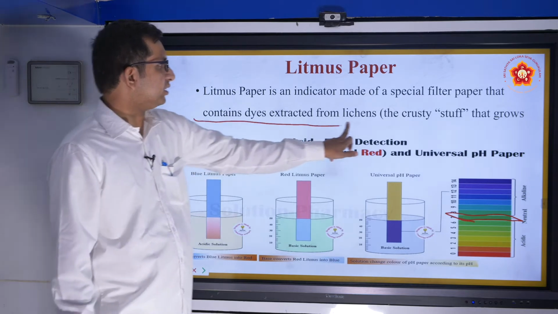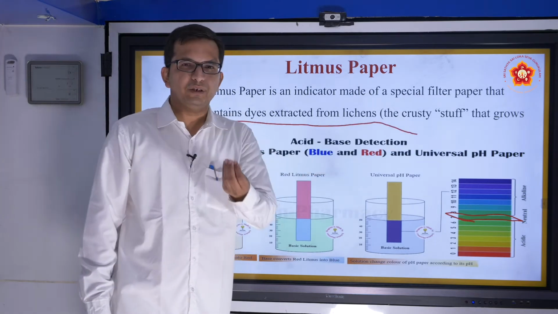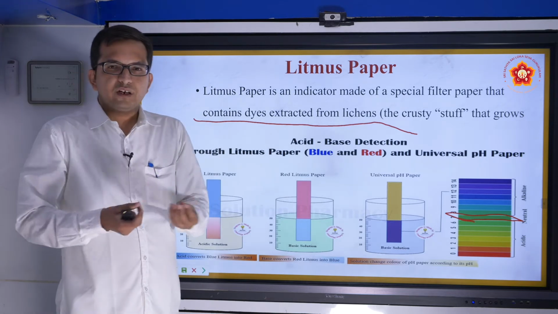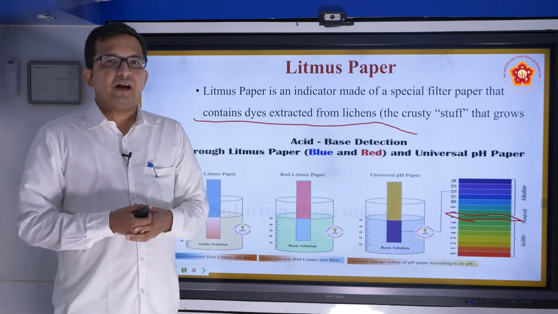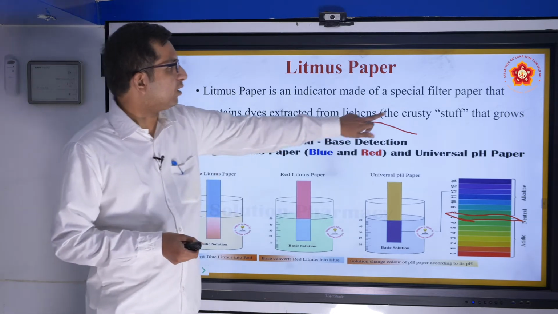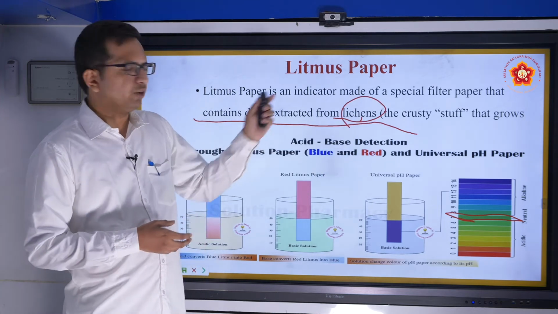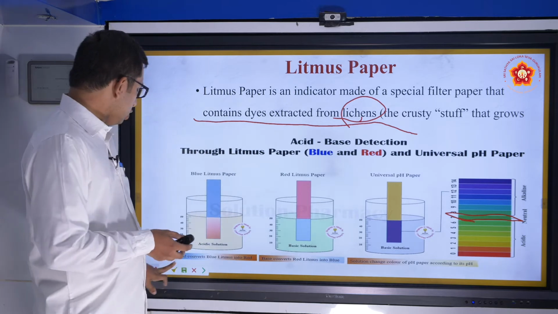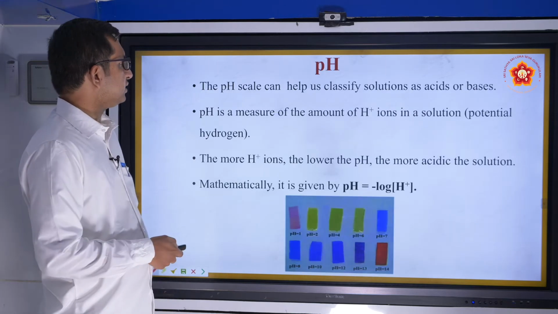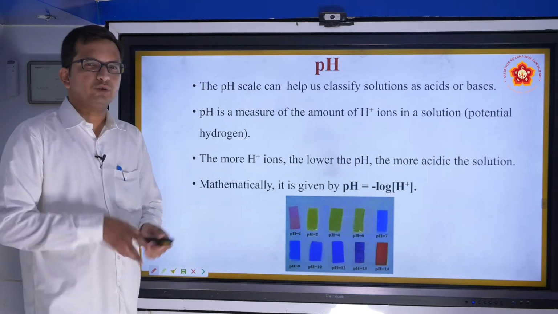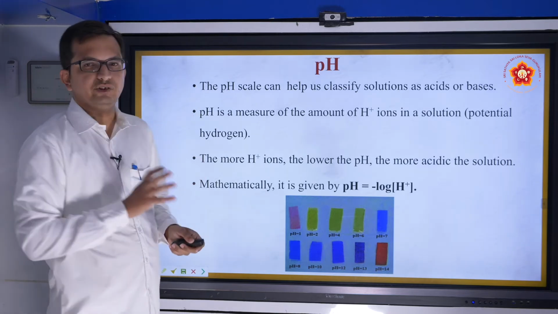It is extracted as a dye from lichens, basically the stuff that grows whenever we grow plants. So this is one type of compound available in plant generation from which we can form litmus. So having seen the basic aspect of this, we now come across one important part, which is pH.